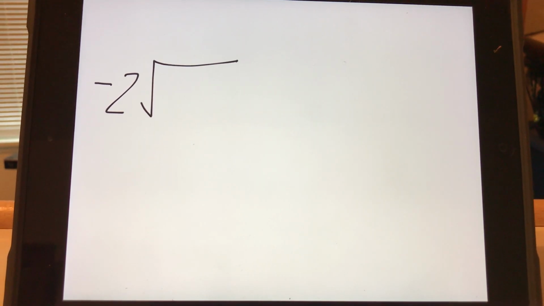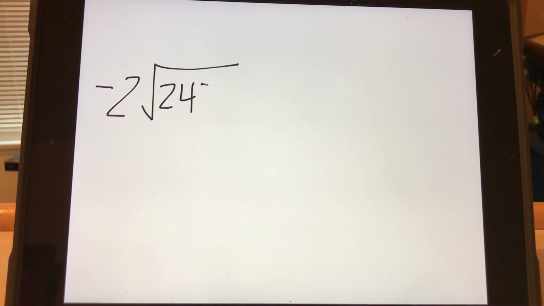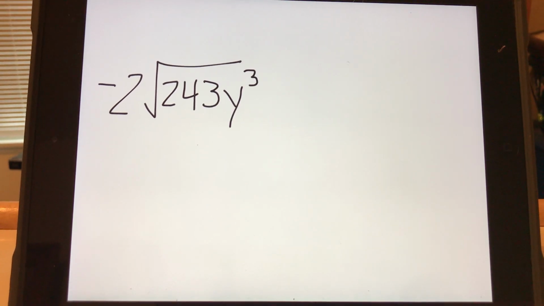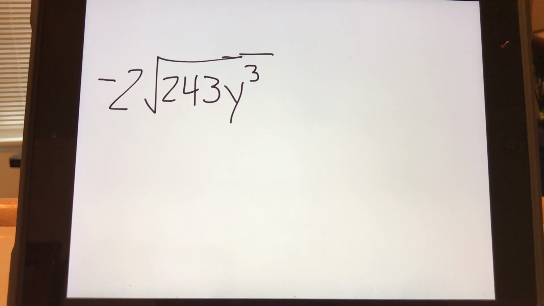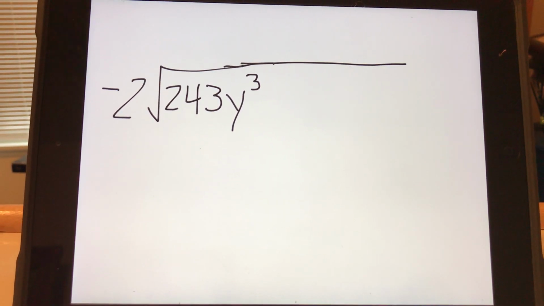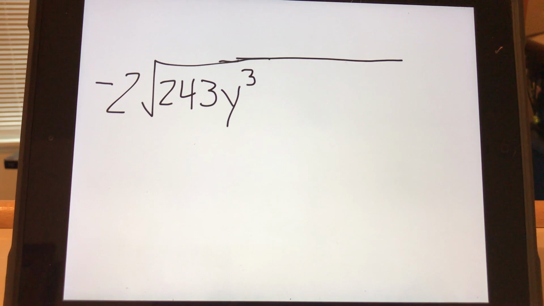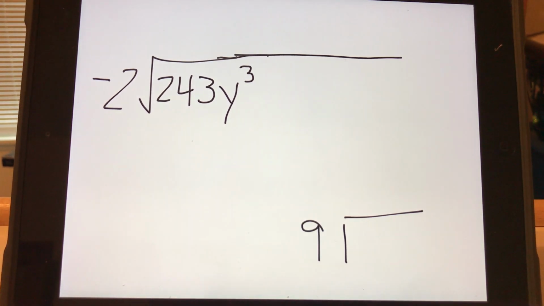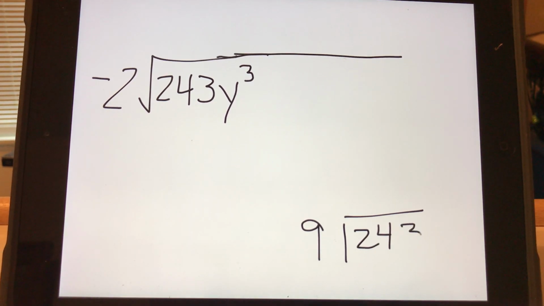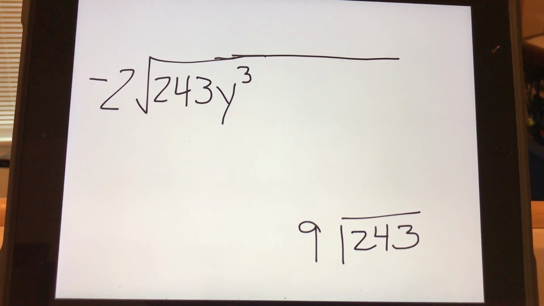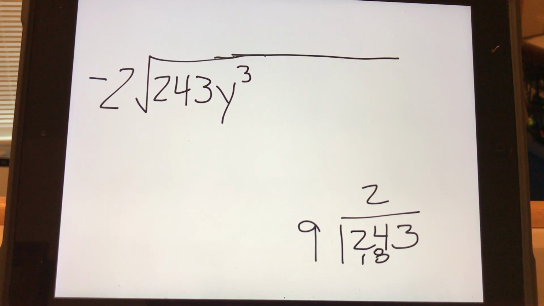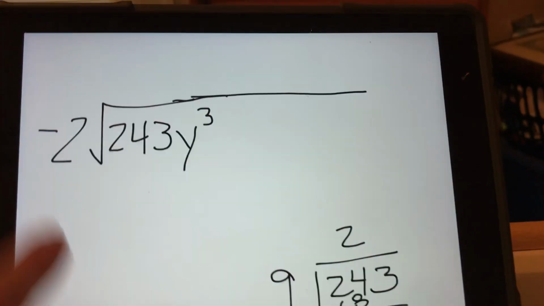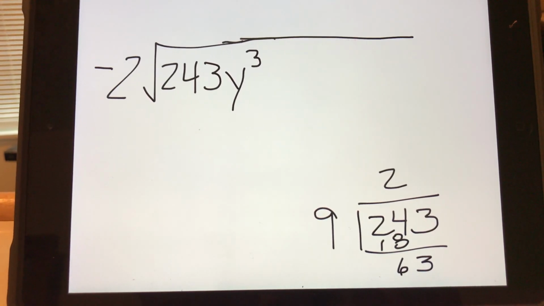We're going to start with -2 radical 243 y to the 3rd. Okay? So I'm going to extend my radical here. I'm going to work with my coefficient first, my 243. And I'm going to say that's odd. I'm going to check to see if a 9 works. Now, if you've got to go off to the side here and say, does 9 go into 243? Just go ahead and do it, okay? 9 goes into 24 2 times. I get 18. Leaves me a 6 left over. Bring down a 3. I know that goes in evenly.